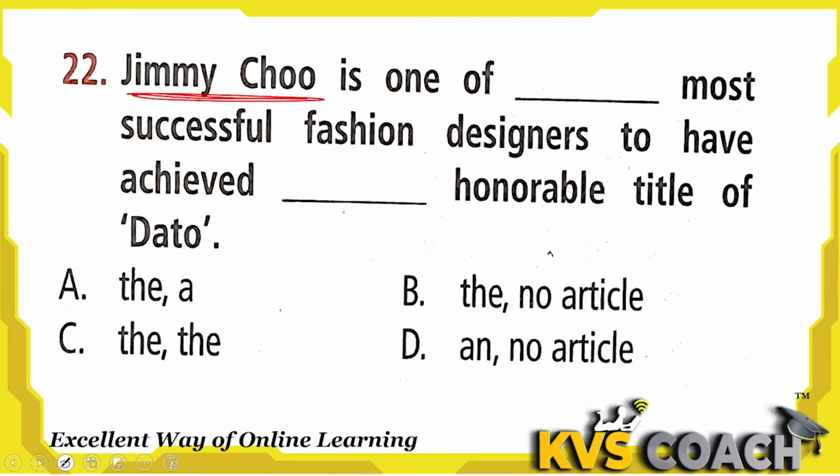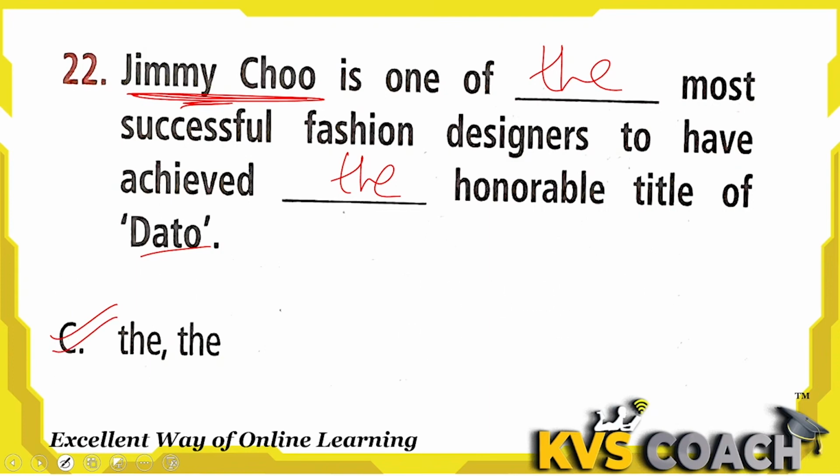Next, "Jimmy Choo is one of dash most successful fashion designers." This is a specific person they are talking about in this sentence. Everyone knows about Jimmy Choo, so it means this is a specific person. For a specific noun we use "the": the most successful fashion designer. "To have achieved dash honorable title of Dato." This is also a specific title that everyone knows about, so we use "the": the honorable title of Dato. This title is specific, and this person is also a specific, successful, famous fashion designer. So for both terms we use "the" and "the." C is the right answer here.